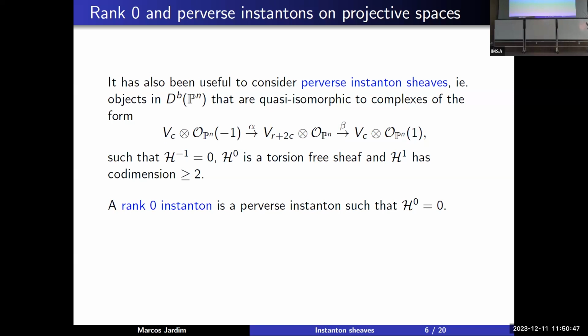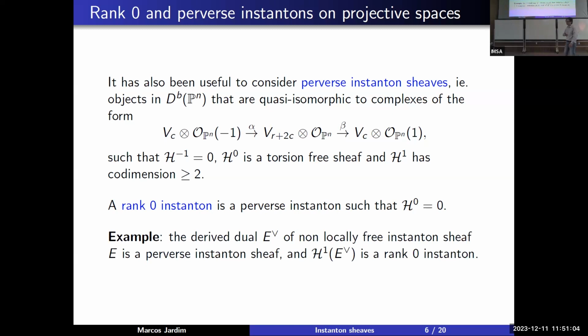And the rank 0 Instanton is just a perverse Instanton, what I said before, but with no cohomology in the middle. So it's some codimension 2 sheaf that has this complex as a resolution. And one example is this, right? So if you take the derived dual of a non-locally free Instanton sheaf, what you get is one of these guys, right? The middle cohomology of the dualized complex will be some torsion free sheaf, and the H^1 of this dualized complex will be a rank 0. So you can think of these perverse instantons as appearing as duals of the non-locally free instantons. For the instantons, the dual of a locally free instanton is always an instanton as well. But then this duality can break apart if you take stuff that is non-locally free. And this is a way to fix that.